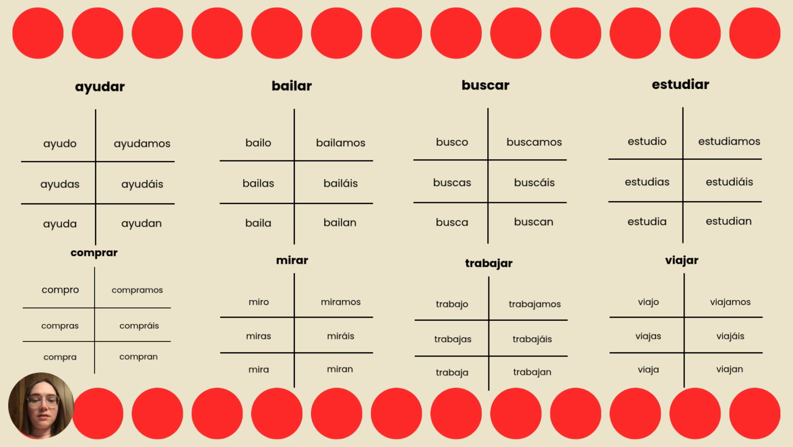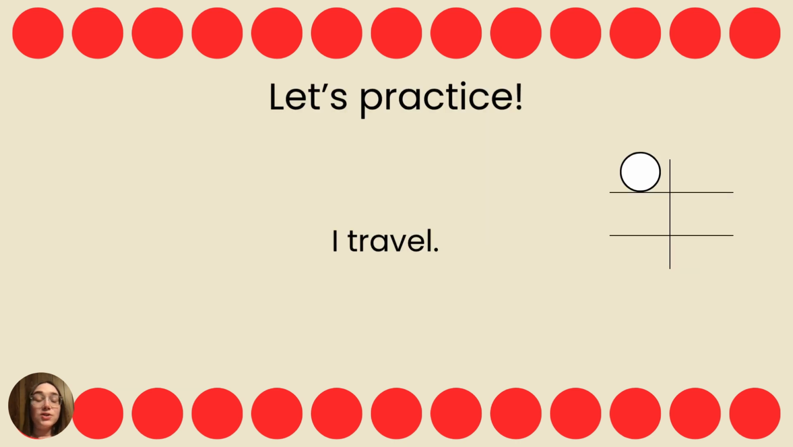Viajar means to travel. Viajo, viajas, viaja, viajamos, viajáis, viajan. And remember, the J makes the H sound. So viajo, viajas, viaja, viajamos, viajáis, viajan. So let's practice.